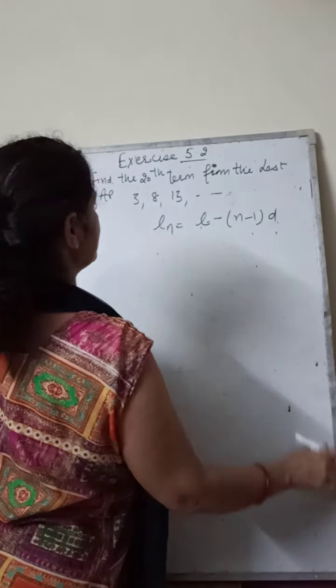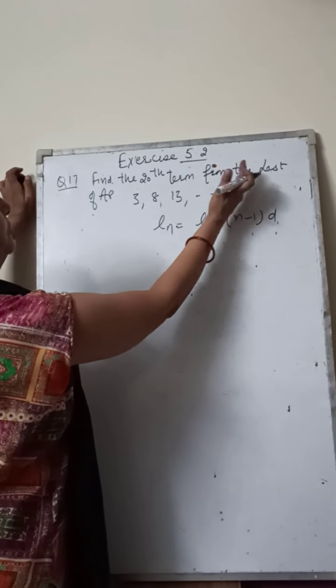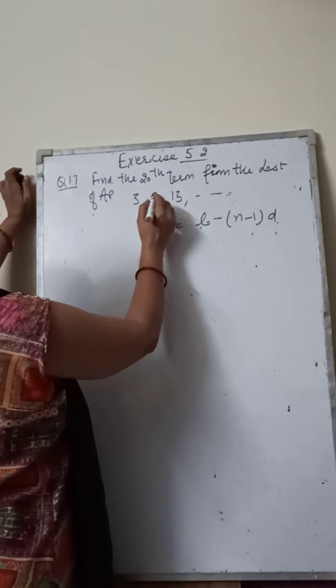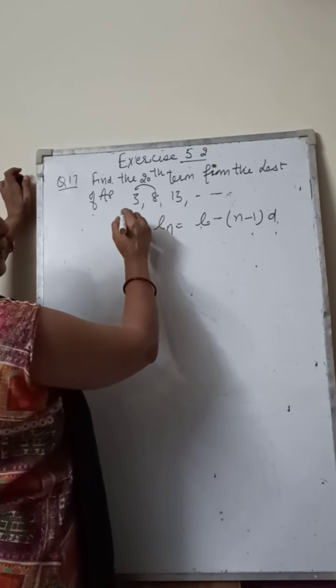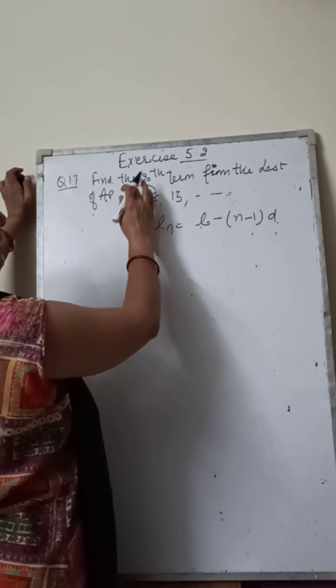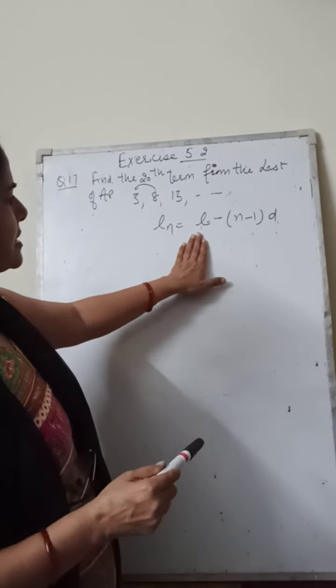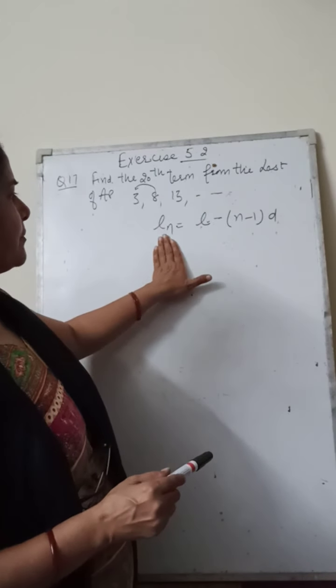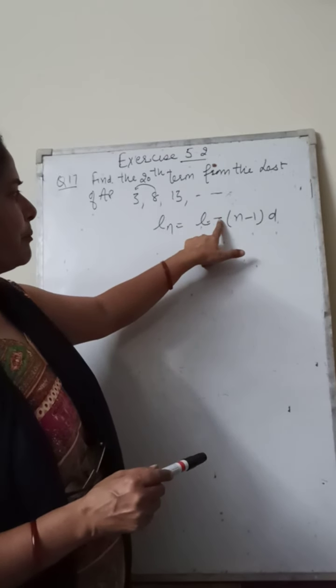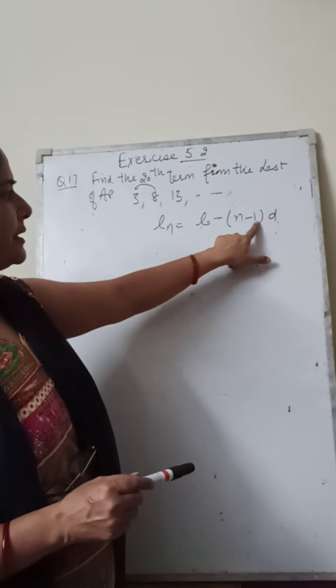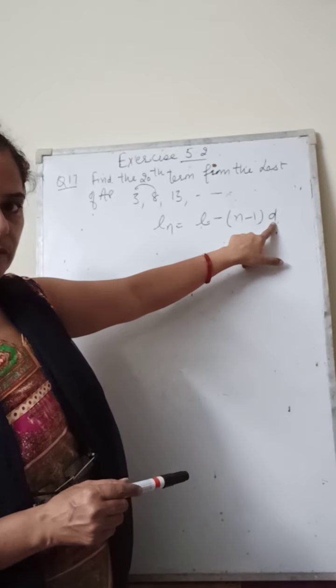Why are we putting the negative sign? Because we are taking the difference from the back. So earlier we used to take 8 minus 3. Now we are taking 3 minus 8. So you need not confuse yourself. You just remember the formula. ln is equal to l minus n minus 1 into d. Clear?